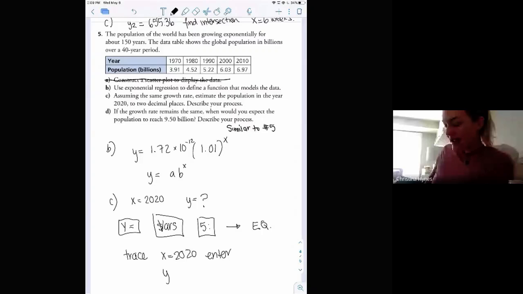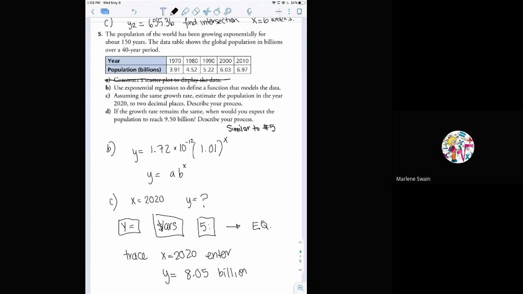And you want to press enter. And for mine, it gave me the Y. Oh, you're cutting in and out again. You have to copy and paste the equation you got from B into your y equals. Once you have the equation in there, you just have to change your window to be able to see the answer of 2020. And then I just pressed trace, x equals 2020, and I pressed enter. And that gave me the answer of the y value.